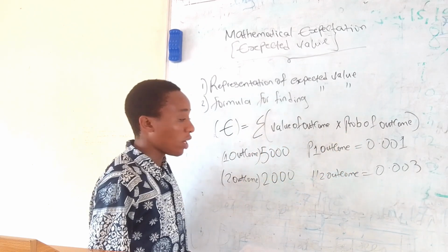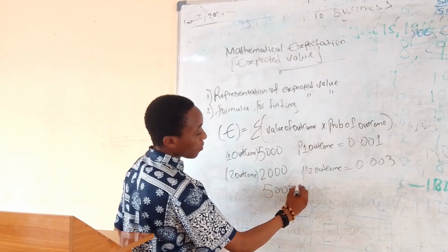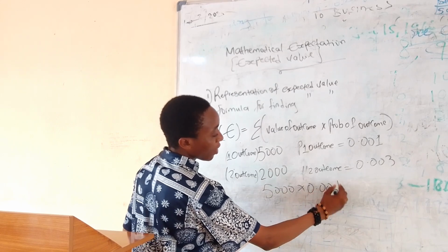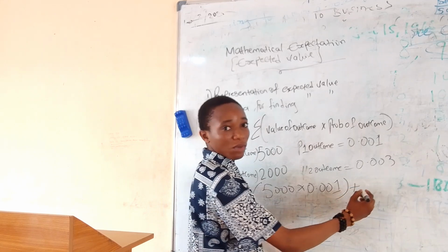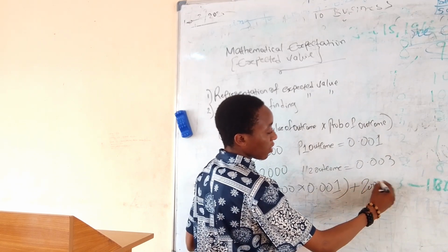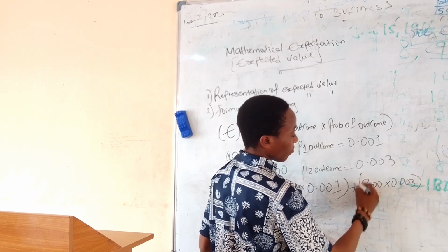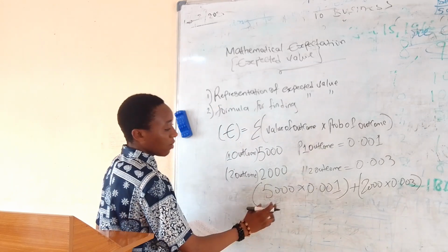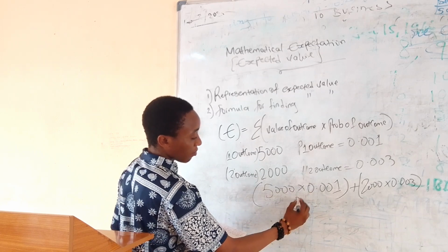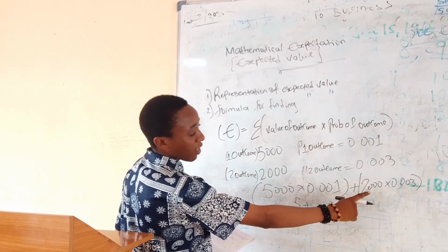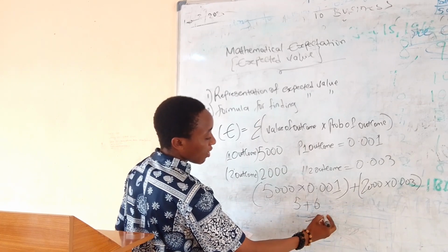So the formula implies that we should multiply each value of outcome by its own probability and then sum them together. So let's put this into the formula. 5,000 multiplied by 0.001, this is the bracket, then we sum it with 2,000 multiplied by 0.003. When you multiply 5,000 by 0.001, you have 5, plus 2,000 times 0.003 gives 6. So the final answer here is 11.